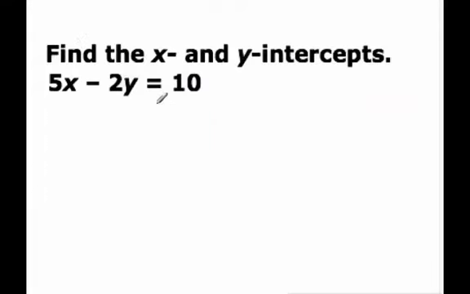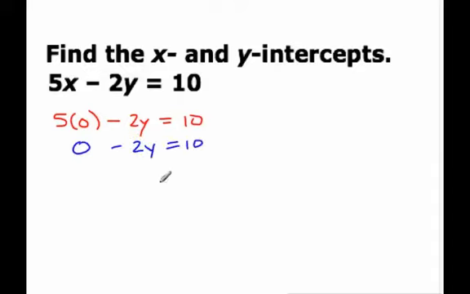How do we find the x and y intercepts in an equation? We're going to do things two different ways. Number one is, whenever we're solving for x or y, we can just plug a 0 into the opposite coordinate. So 5 times 0 minus 2y equals 10. If we plug that 0 in, what we'll see is we have 5 times 0, which is automatically 0, minus 2y equals 10.